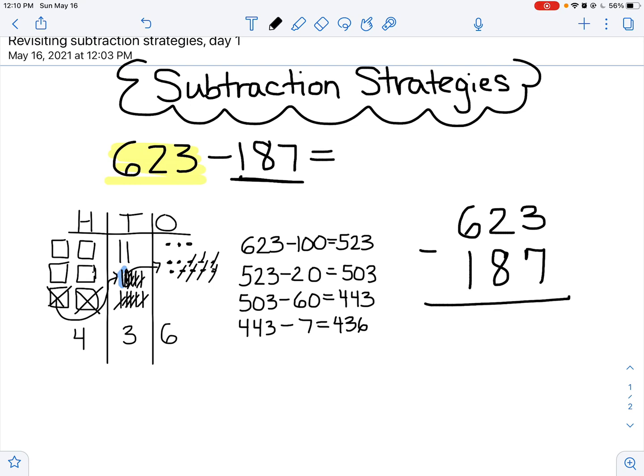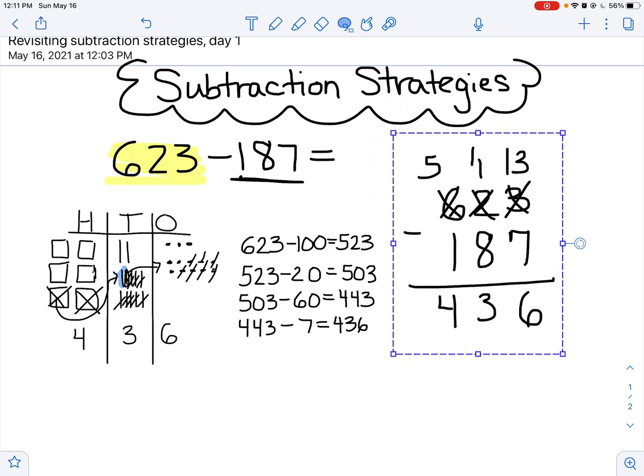So again, starting at your 1s, 3 minus 7, I don't have enough. I have to take from the 10s. You must show this. And then I get a 10 from that, so it turns into 13. Now I can do 13 minus 7, which is 6. 1 minus 8, I can't do that. I have to take from the hundreds. I get 10 tens for that. So now I have 11 minus 8, which is 3. And 5 minus 1, which is 4. And again, I get the same answer.